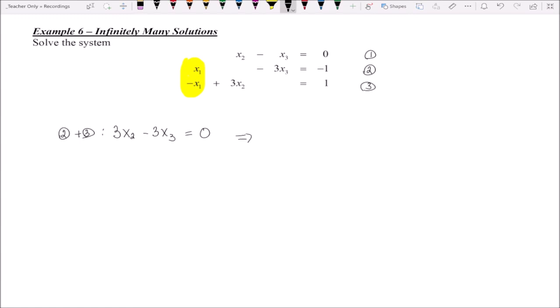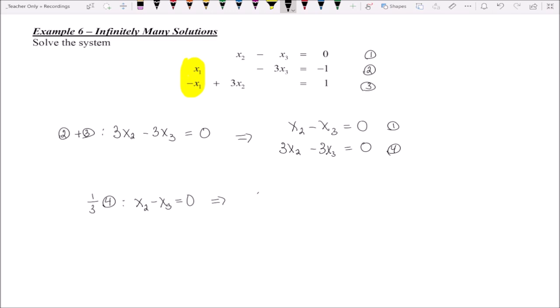We're going to have equation 1, which is x2 minus x3 is equal to 0, and then equation 4, 3x2 minus 3x3 is equal to 0. Now what we can do is divide the entire equation 4 by 3, or multiply equation 4 by a third. That results in x2 minus x3 equaling 0.